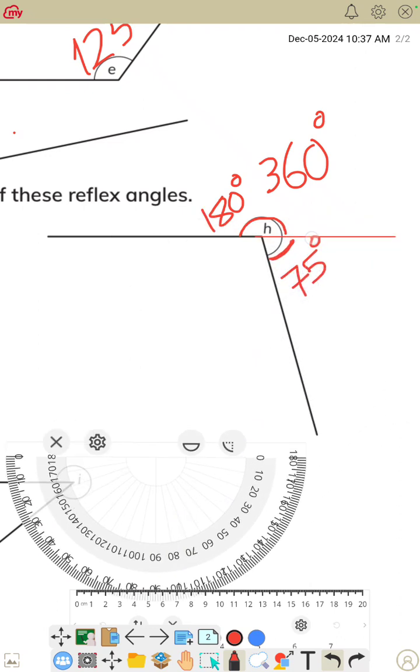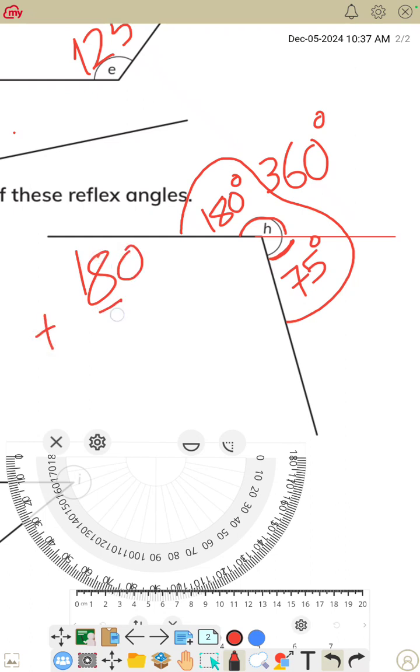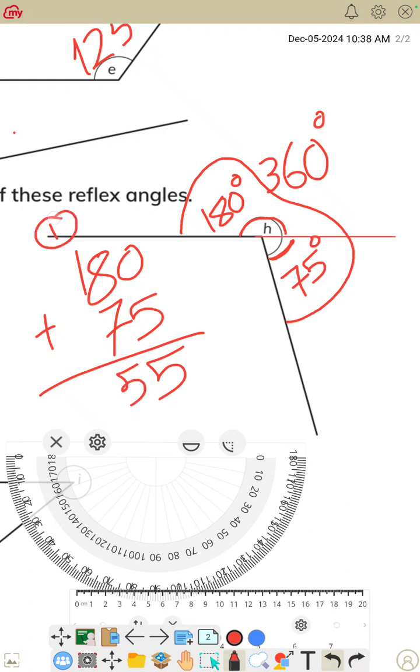75 degrees. So the whole reflex angle is going to be 180 plus 75, which will equal 5 here, 15, carry up 1, now I have 2. So we are going to get the same measure, 255 degrees, for the reflex angle. Thank you.